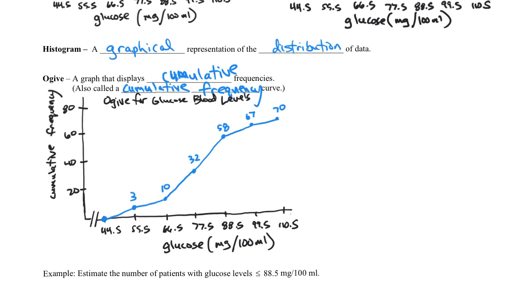And the way you read it, we can talk about in this example right here. Estimate the number of patients with glucose levels less than or equal to 88.5. Well, here's 88.5. Doesn't that mean there are 58 patients with a glucose level less than or equal to this? Really less than, because the data points are all integers. But basically it means there are 58 less than this. So over here, at 55.5, there are 3 data points less than that. And over here, there are 0 less than that. Over here, at 110.5, all 70 of them are less than that. So that's how you read it.